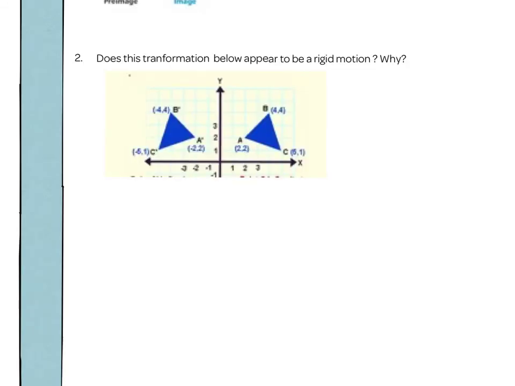Question number 2. Does this transformation below appear to be a rigid motion, and why? This one is like the first example that you had. Distance is preserved if you look at B prime to B, A to A prime, and C to C prime. And it also looks as if the figures are congruent.